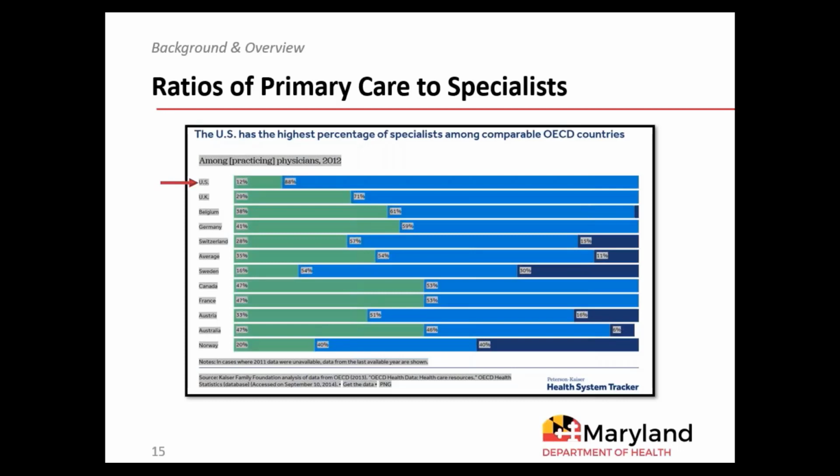So it's one of the reasons why we're doing this program, is that we want to strengthen primary care, and by doing so to be able to improve the outcomes and the quality of the people that we serve, and also reduce the costs. Next slide.